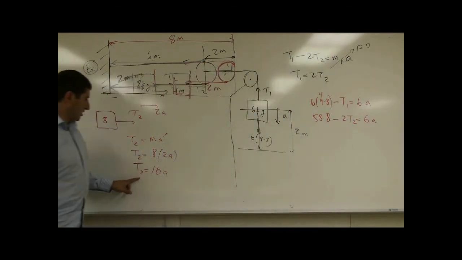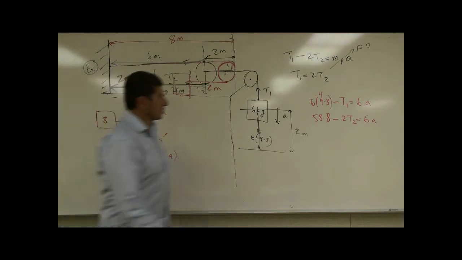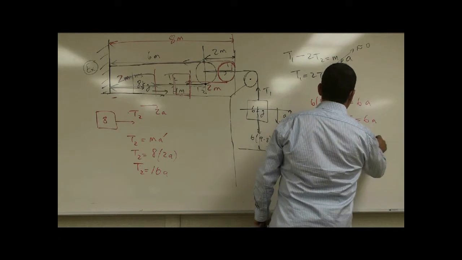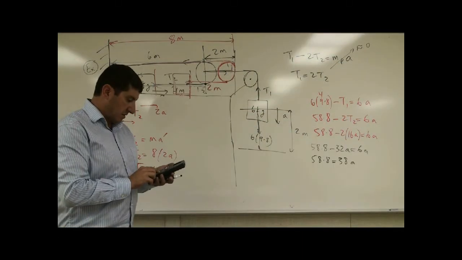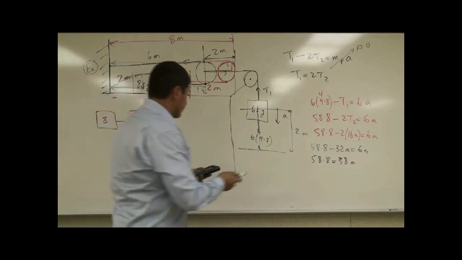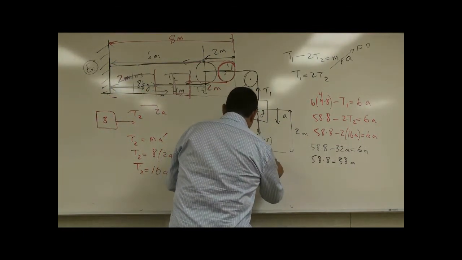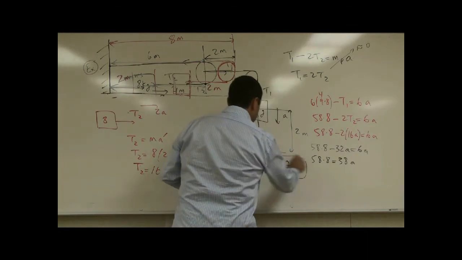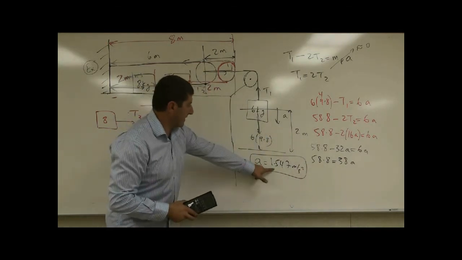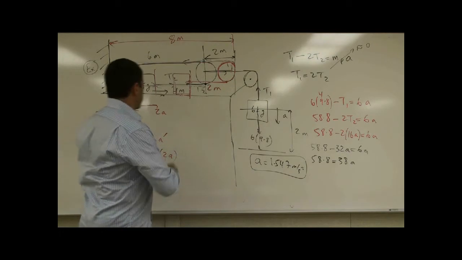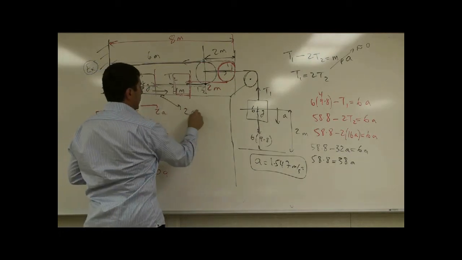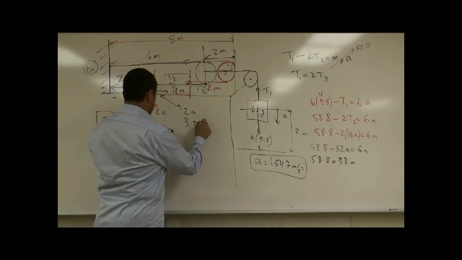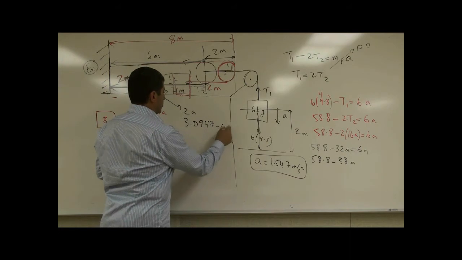Okay? And then T2 is equal to what? 16A. So we put that there. 58.8 minus 2 times 16A equals 6A, divided by 38. The acceleration A comes out to be 1.547 meters per second squared. So the acceleration of this block will be 1.54, the acceleration of the pulley will be 1.54, and then the acceleration of this block will be twice that. So it'll be that times 2, 3.0947 meters per second squared.